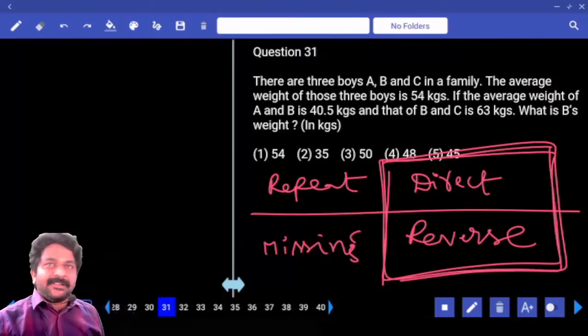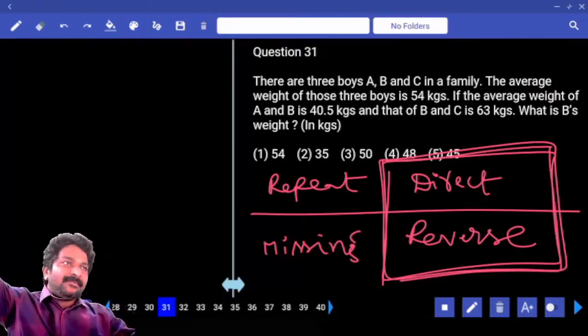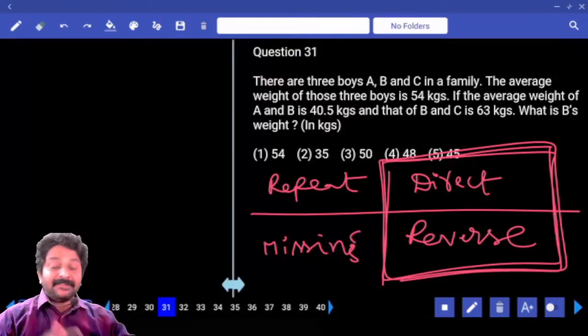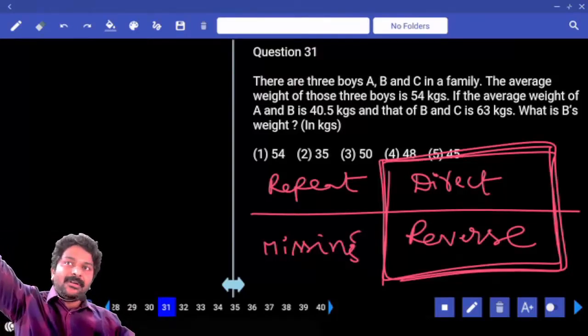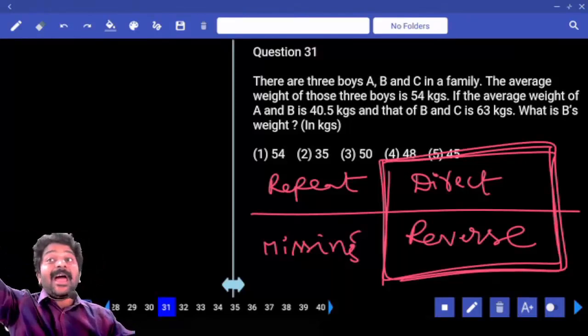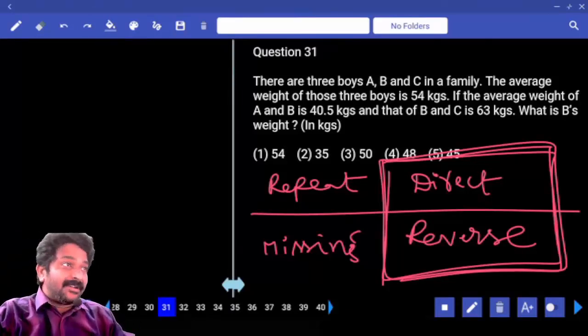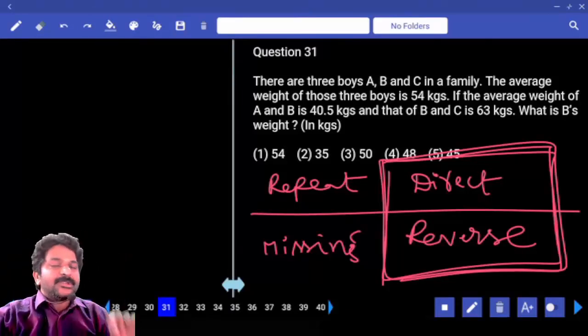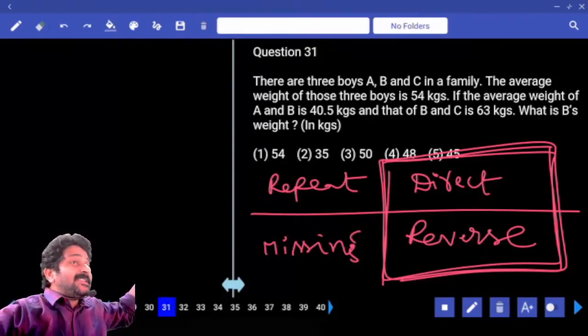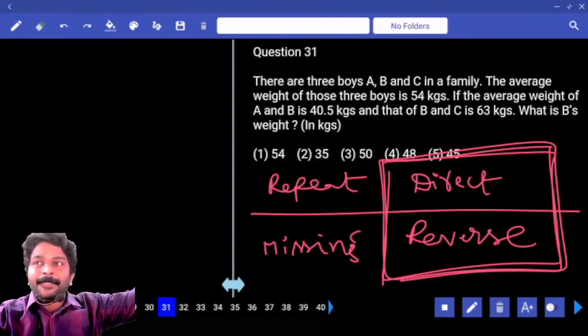What do you mean by direct effect? If average is more, we will add. If average is less, we will subtract. Direct. Reverse in the sense, if average is more, we will subtract. If average is less, we will add. That is meant by reverse effect. Reverse effect comes into the picture if the number is missing. If the number is repeating, we go for direct effect.